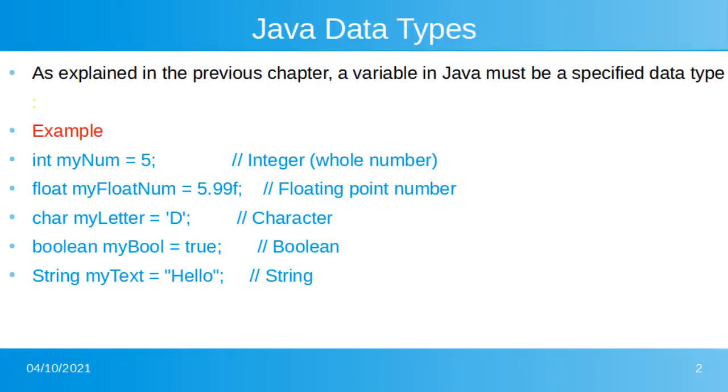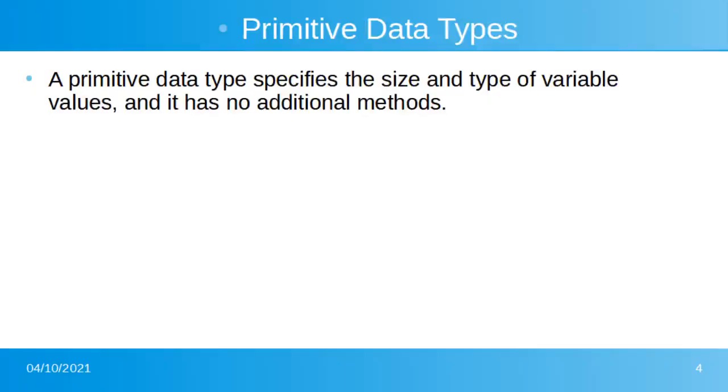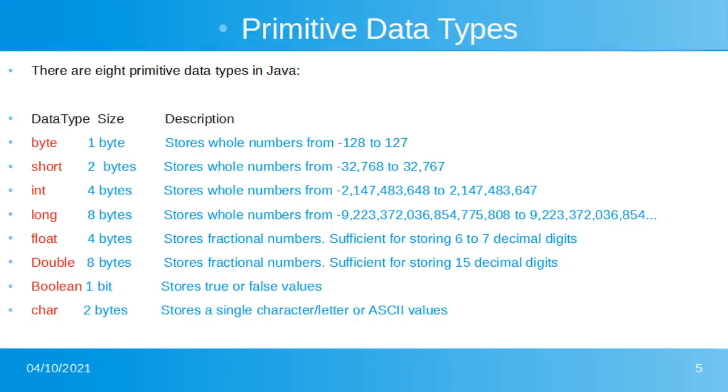Now, data types are divided into two groups. Primitive data types include byte, short, int, long, float, double, boolean and char. And the other type is non-primitive data types such as String, arrays and classes. You will learn more about these in a later chapter. Now first of all, primitive data types. A primitive data type specifies the size and type of variable values, and it has no additional methods. There are 8 primitive data types in Java.